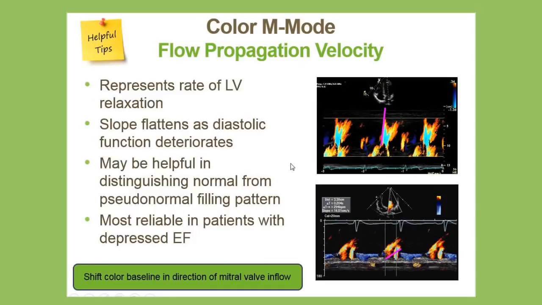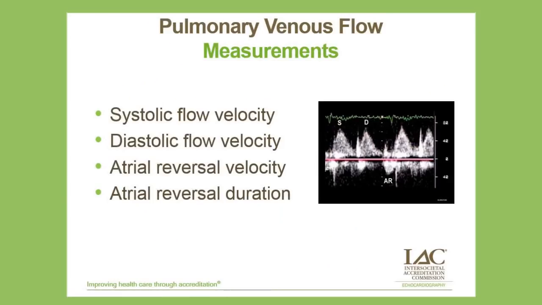Color M-mode. Well, only one slide on this. This is something that I tend to use to augment the rest of the diastolic function exam. This really represents the rate of LV relaxation. And what ends up happening is we see this slope flattening as diastolic function deteriorates. So this top panel here is very normal diastolic function. It's very quick relaxation, and it's a very steep slope. However, as patients go into abnormal, delayed relaxation, we see this slope flatten out. So this is something just to keep in mind when you're looking at normal versus pseudonormal filling patterns. It is most reliable in patients with a depressed ejection fraction.